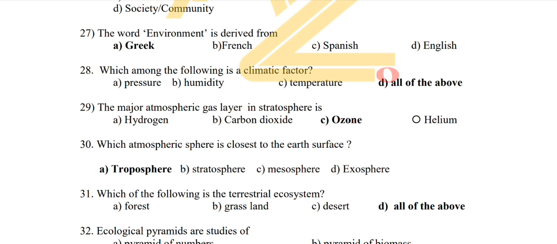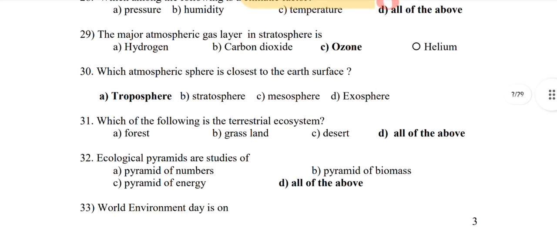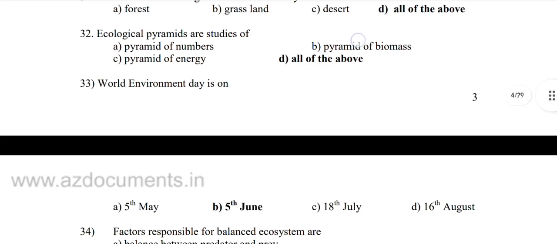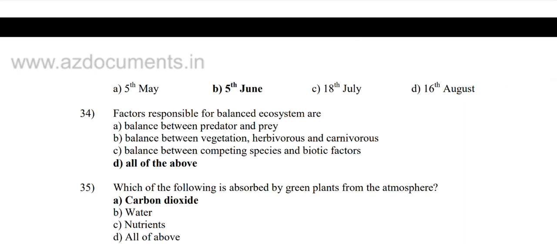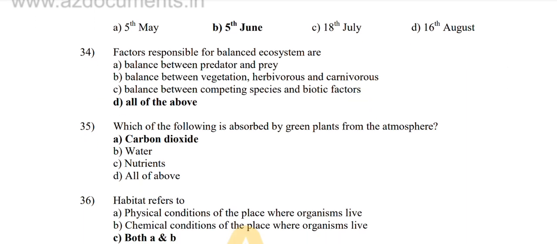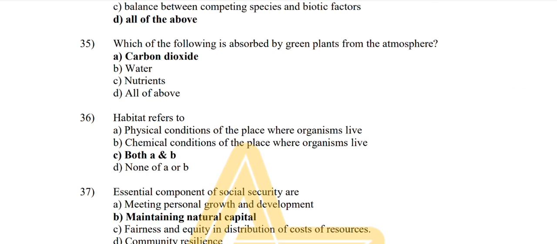The major atmospheric gas layer in the stratosphere is ozone. Which atmospheric sphere is the closest to the earth? Troposphere. Which of the following is a terrestrial ecosystem? All of the above. Ecological pyramids studied are all the above: pyramid of numbers, pyramid of energy, pyramid of biomass. World Environment Day is on 5th June. 34th question: factors responsible for a balanced ecosystem are all the above. Which of the following is absorbed by green plants from the atmosphere? Carbon dioxide is absorbed by green plants from the atmosphere.